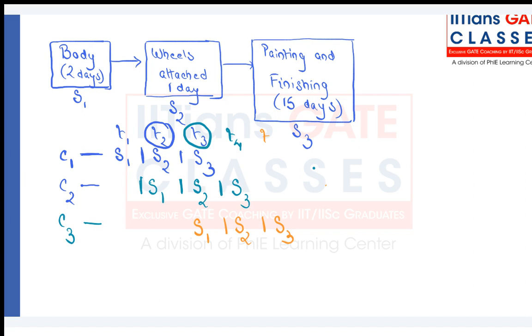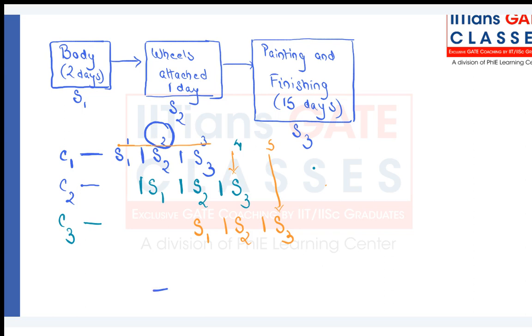So can you see one pattern here? The pattern is car 1 took three T's, right? T1, T2, T3. But car 2 only took 1 T. Car 3 only took 1 T. So this is not called T actually. In computer science terms, this is called a cycle. Clock cycle. So let me write this as clock cycle, C1, C2, C3.